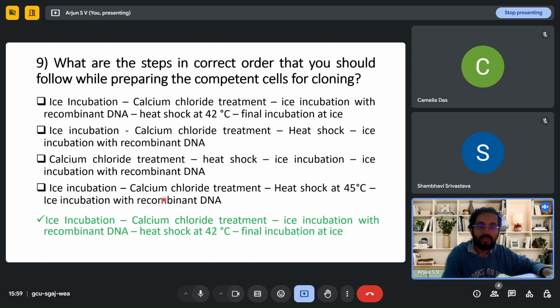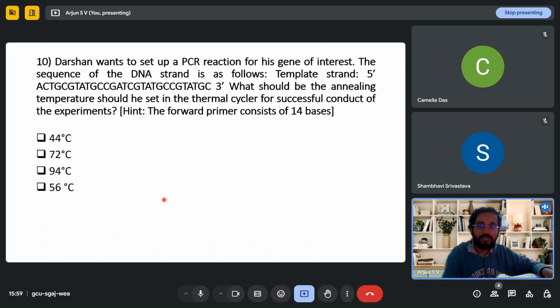So if there are no doubts, I'll go on to the last question. Darshan wants to set up a PCR reaction for his gene of interest. The sequence of the DNA strand is as follows.